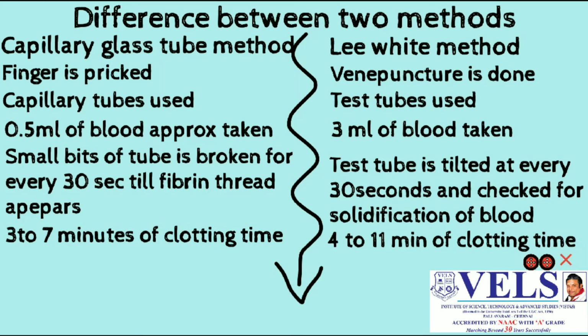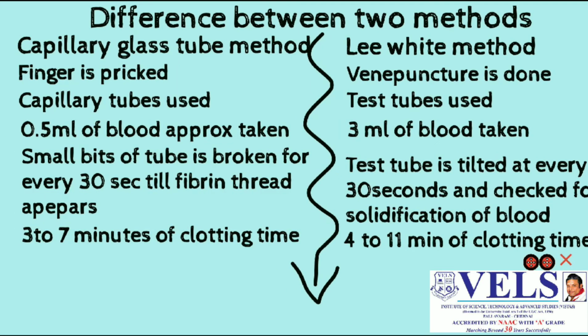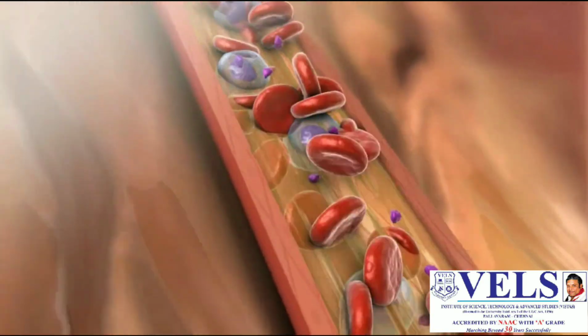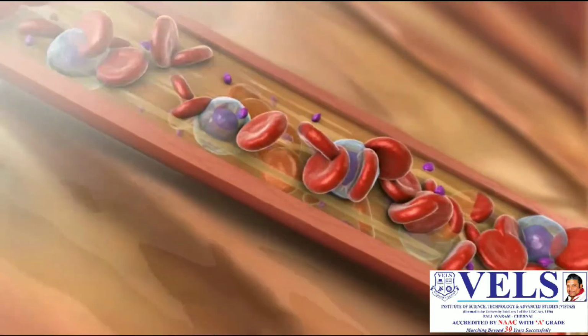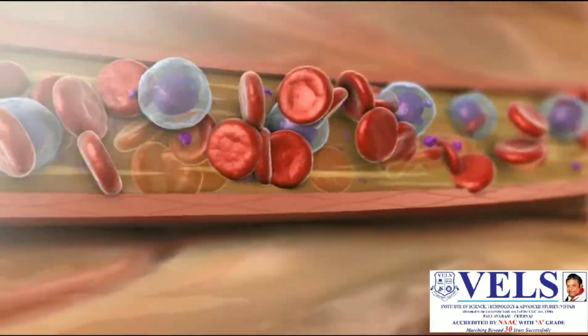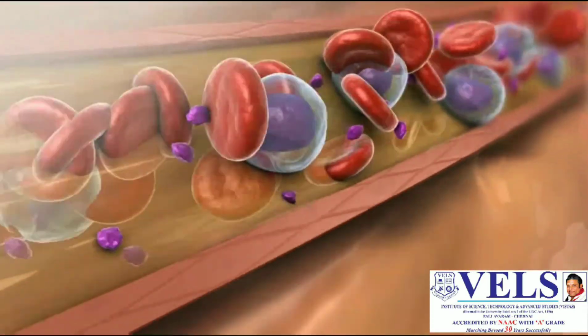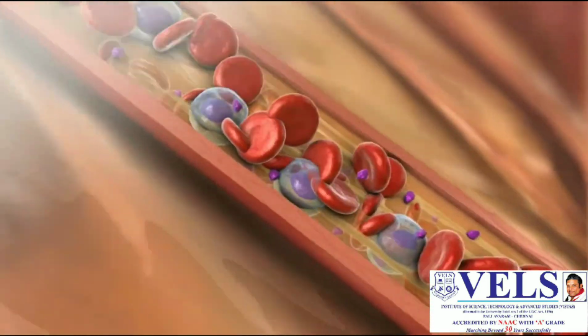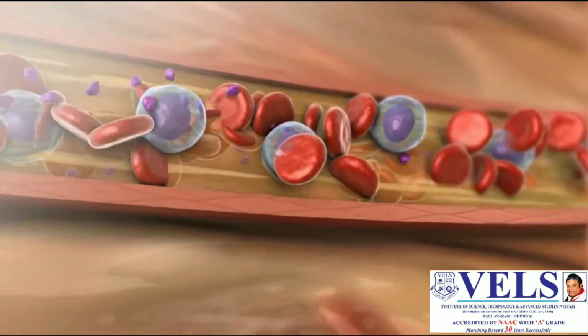The clotting time is shortened by various factors such as warmth, surface agitation and tissue factors. Clotting time is prolonged under various conditions, such as absence of clotting factors, decrease in temperature, dilution of the blood, etc.